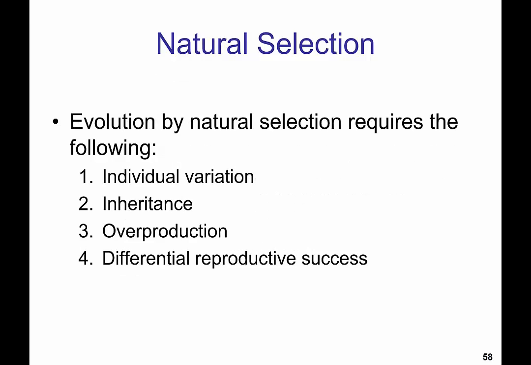1. Individual variation, meaning that there is variation within a population, and that variation is genetic. 2. Inheritance, that variation can be inherited or passed on from generation to generation. 3. Overproduction, this being that there are more individuals that are produced than can survive, and this leads to competition. And 4. Differential reproductive success.